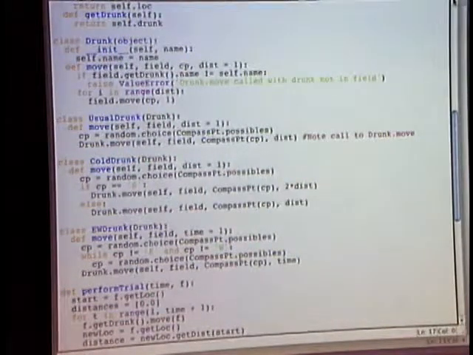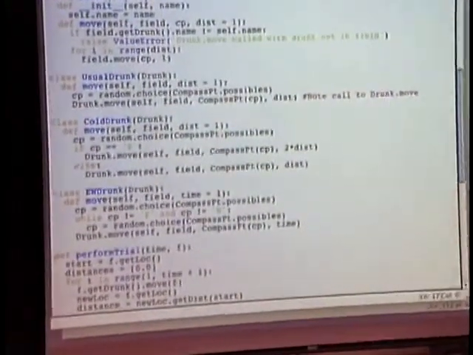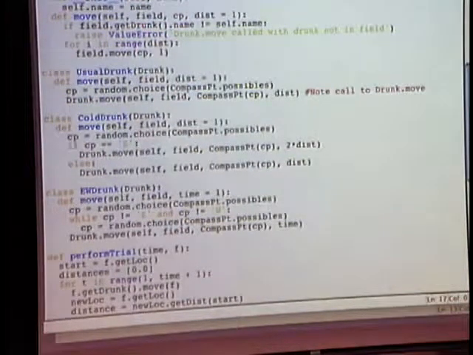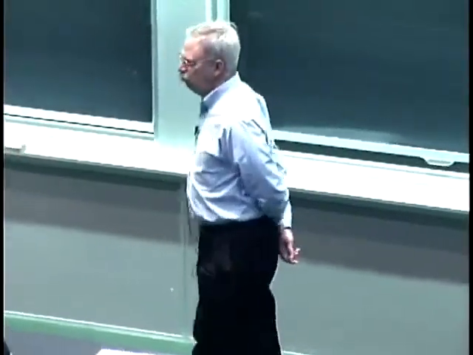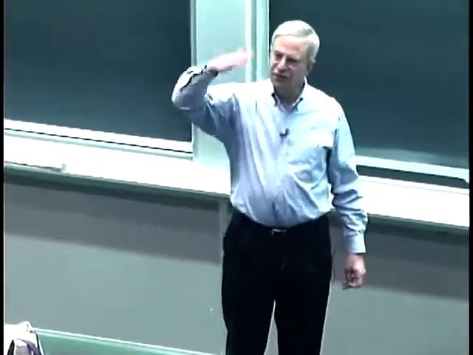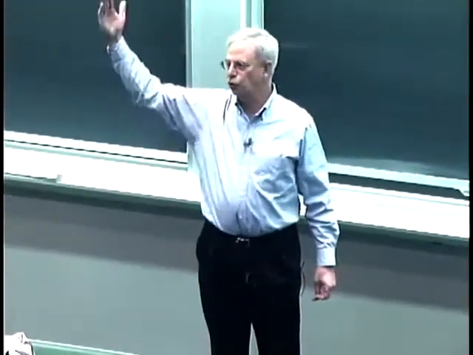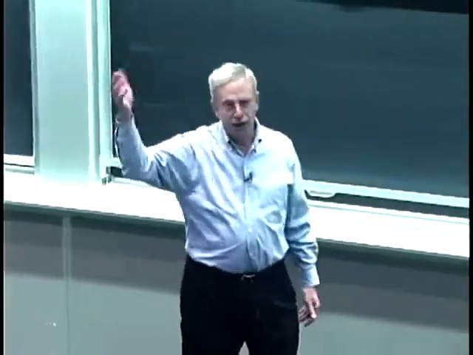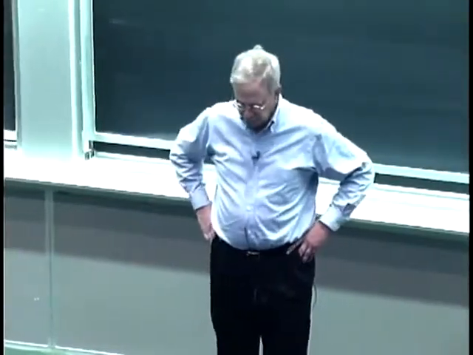And what this is going to do is make the same random choice it made before, and then it's going to call drunk.move with the new compass point. So all I've done is I've taken a couple of lines of code out of the previous implementation and moved it to the subclass. So it's now in the subclass that I'm making the decision about which direction to move. Once I've made that decision, then I can call the drunk in the superclass.